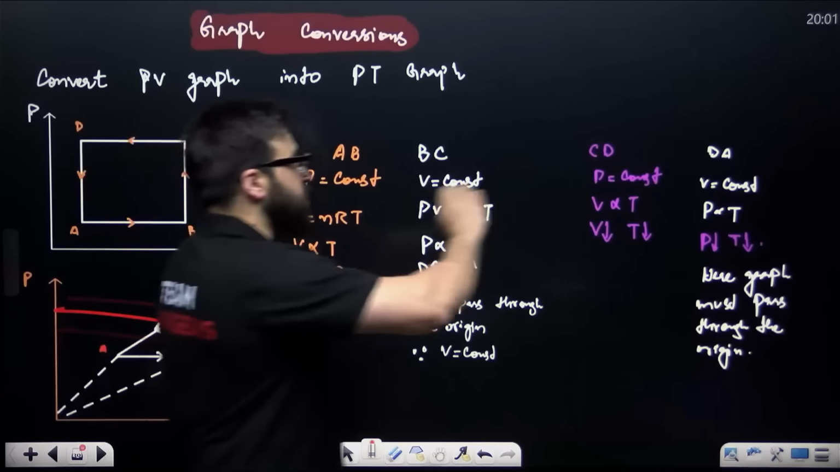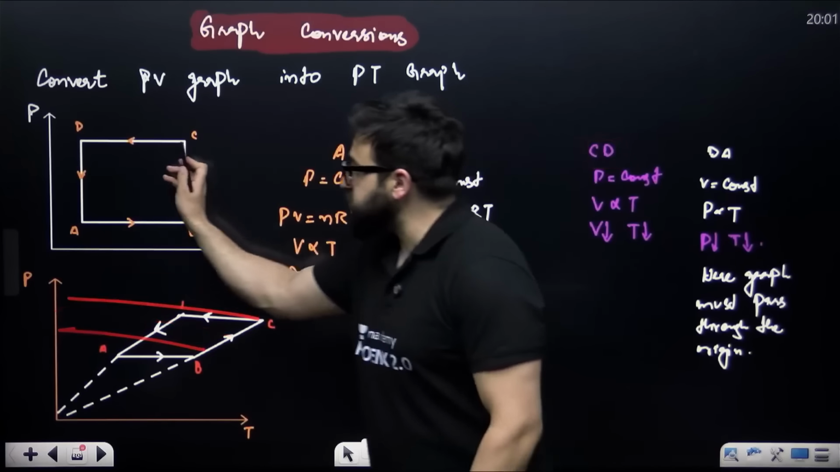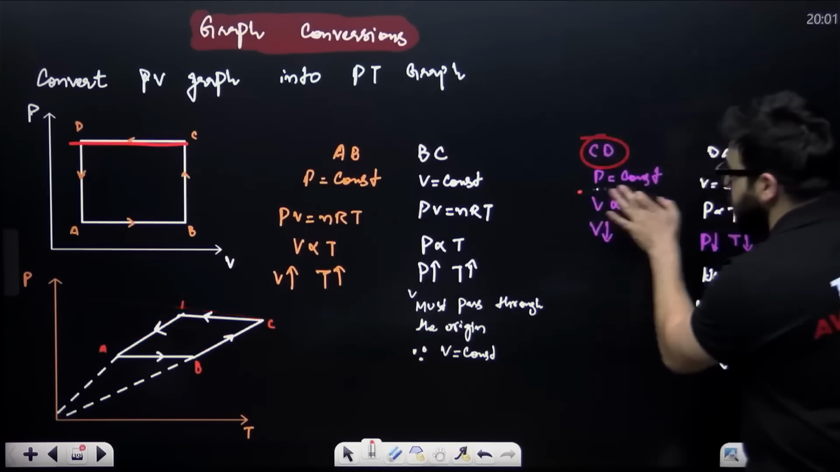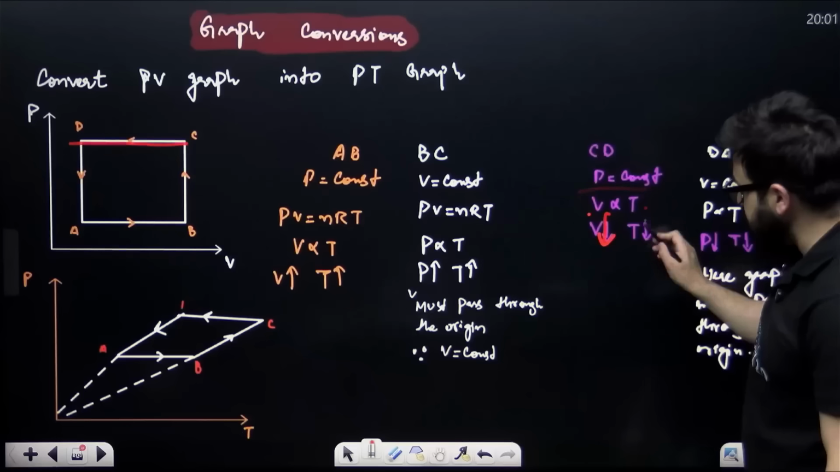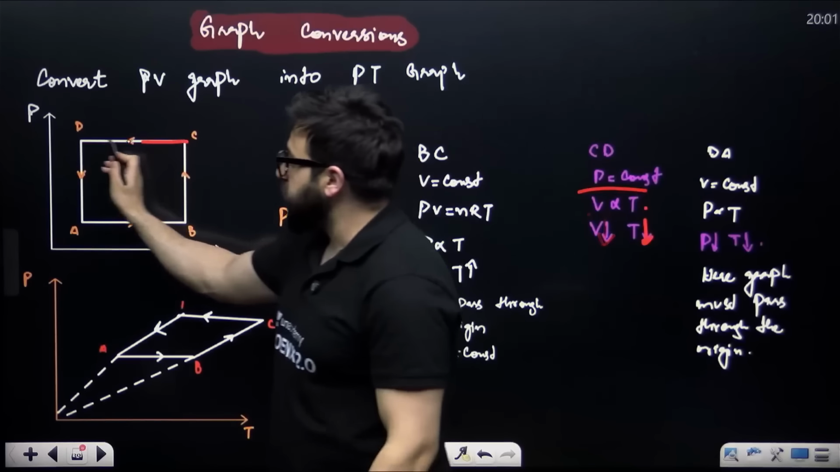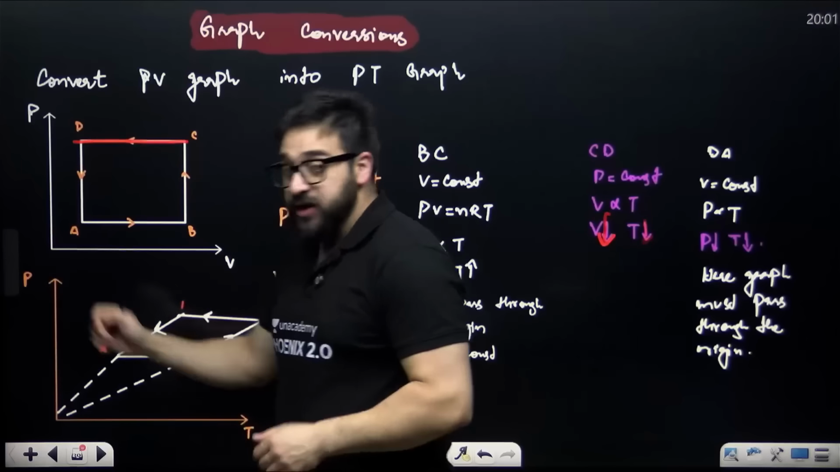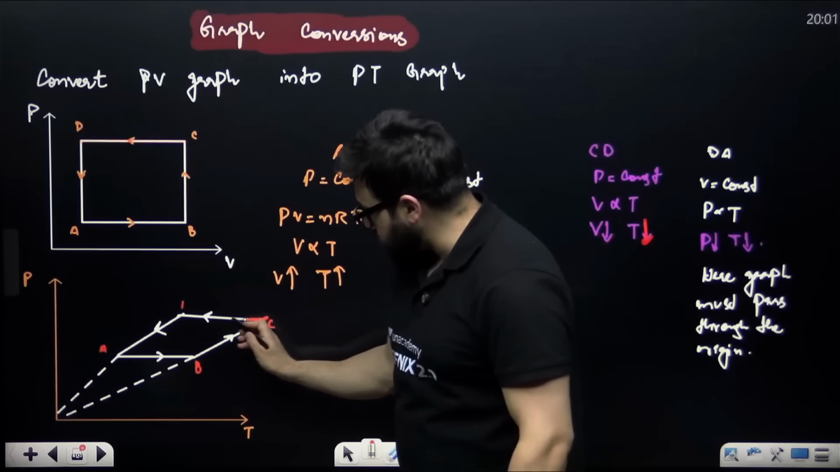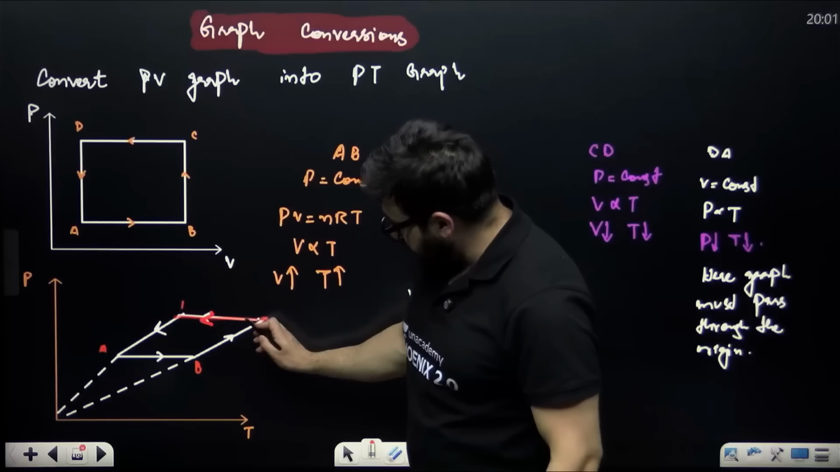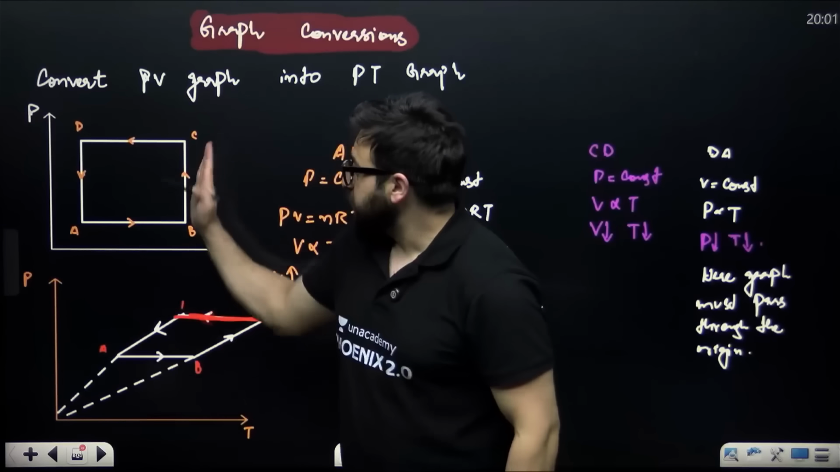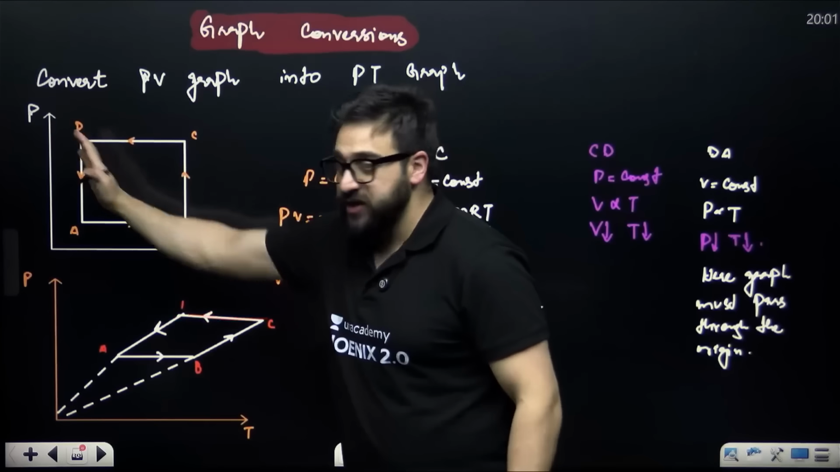Then, my dear NEET aspirants, CD. In the case of this CD, again pressure is constant. Again, volume is proportional to temperature. So it means if volume decreases, temperature decreases. Because from here to here, volume is decreasing, so temperature must decrease. So it should go back. This is basically the graph CD. Why? Because in this case, temperature is decreasing, and volume is decreasing.